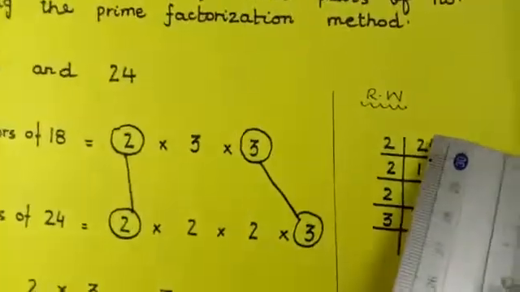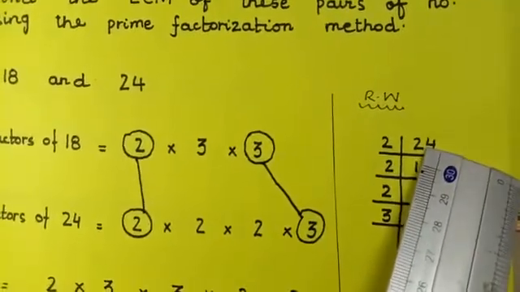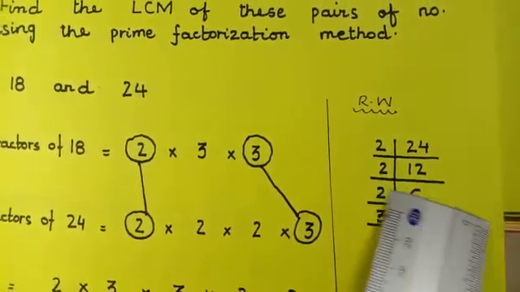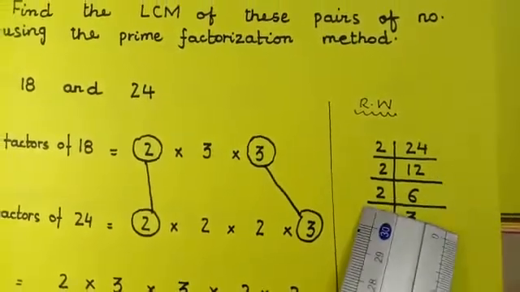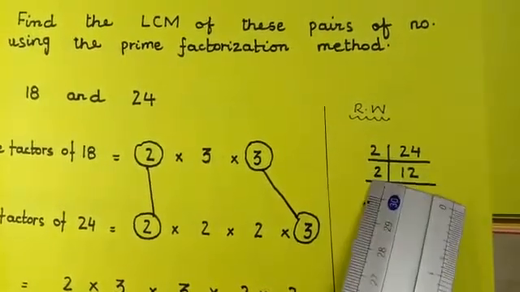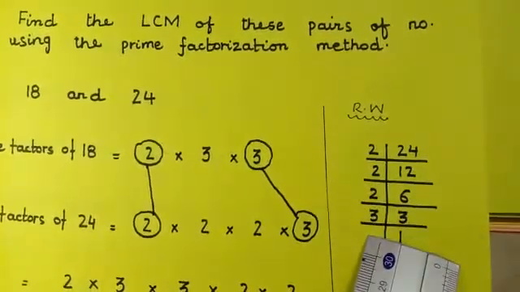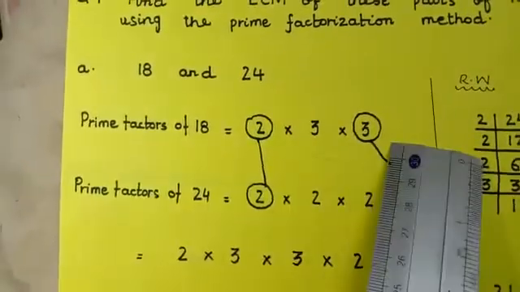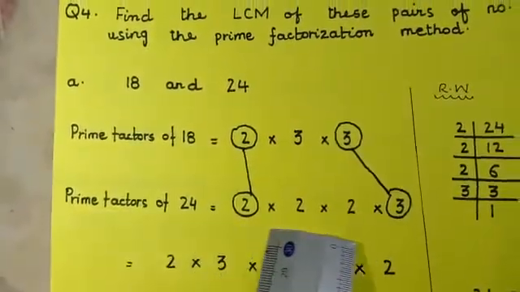Now we are going to find the factors of 24. 24 comes in the table of 2 at which number 12. 12 comes in the table of 2 at which number 6. 6 comes in the table of 2 at which number 3. 3 comes in the table of 3 at which number 1. 2 multiplied by 2 multiplied by 2 multiplied by 3. These are the factors of 24. So we have found the prime factors of 18 and we have found the prime factors of 24.